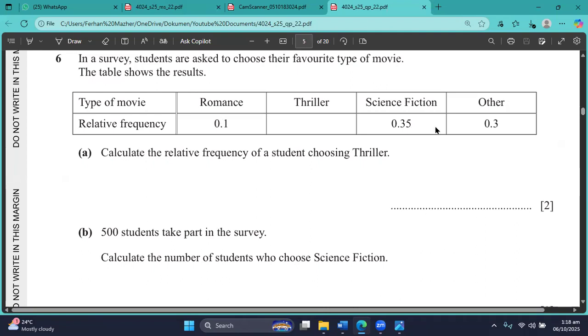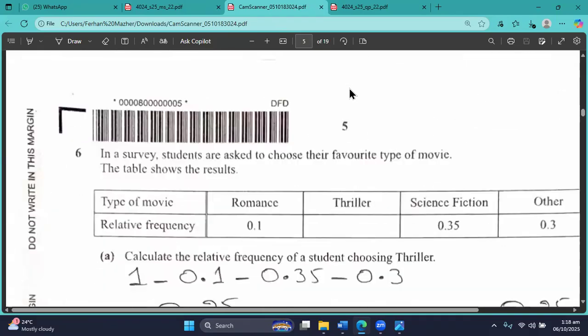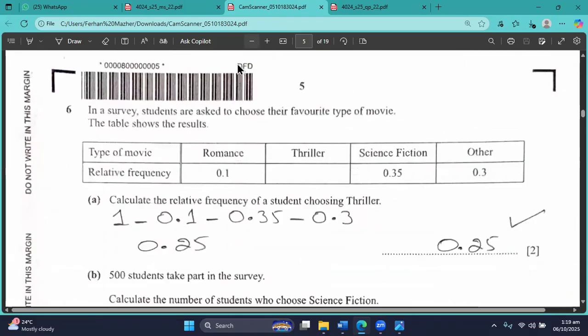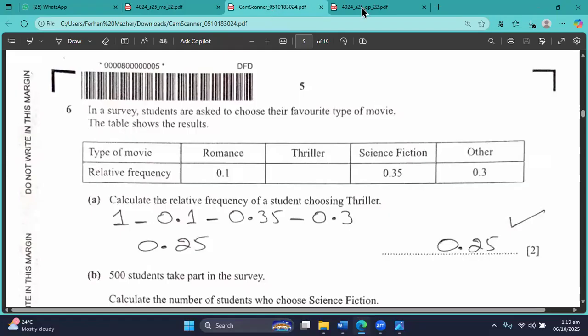So you see that if you add up all the relative frequencies of an experiment, their sum will always be 1. So from 1, subtract the relative frequencies of these 3, and you will get the relative frequency of the thriller. So very simple, straightforward. So 1 minus 0.1 minus 0.35 minus 0.3, that will be 0.25. So the relative frequency of the thriller will be 0.25. Question number 6, A part. 0.25, our answer is right, sir.